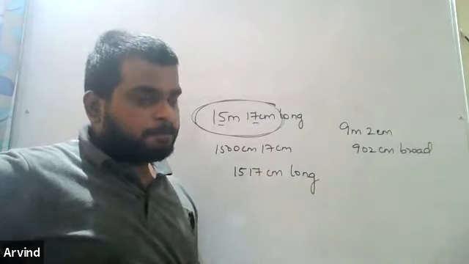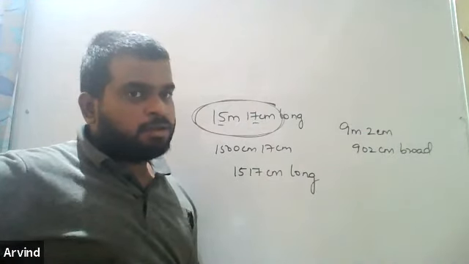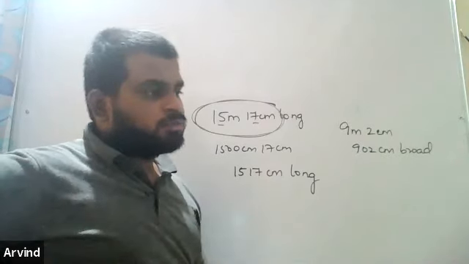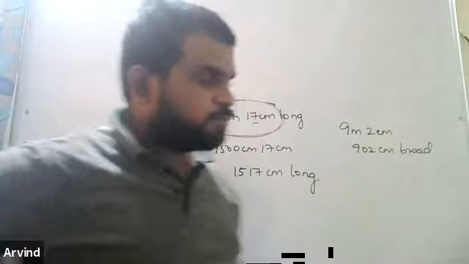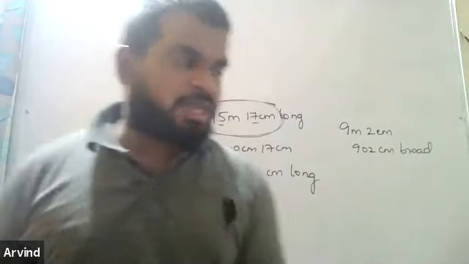Sir, it was asked to find the least number of square tiles. I just followed the steps of the previous sum, sir. Okay, you just follow the steps of the previous one. Now it depends on the question, right? So every question need not have the same logic.